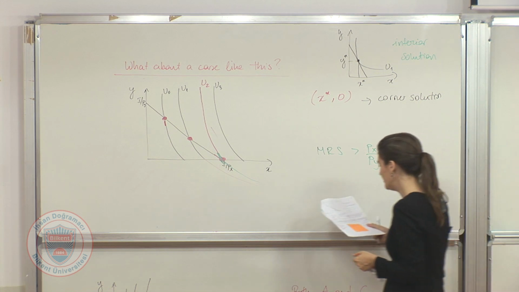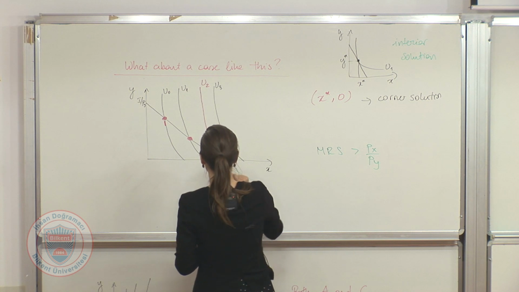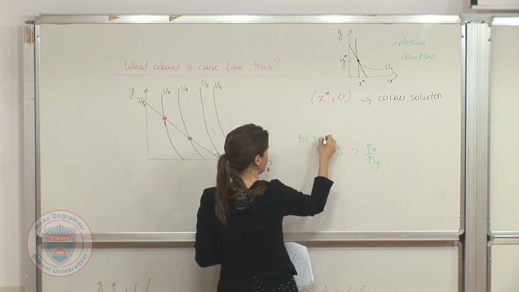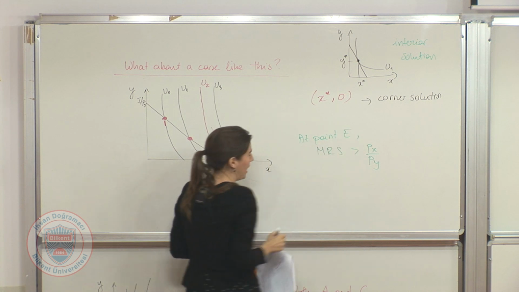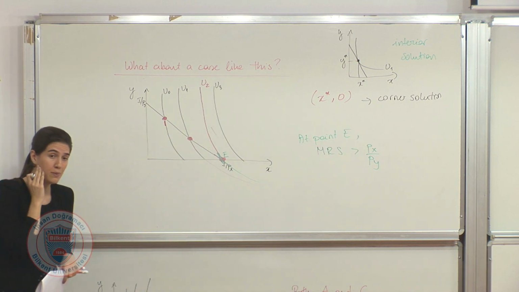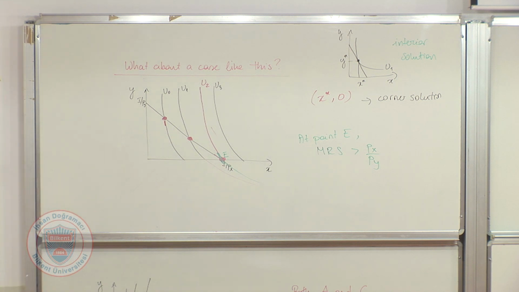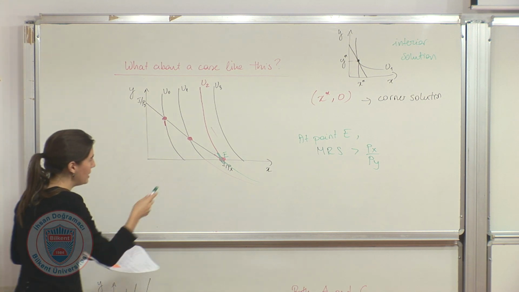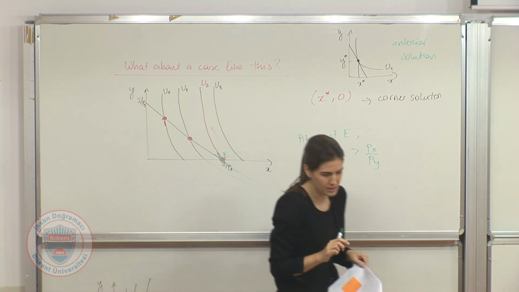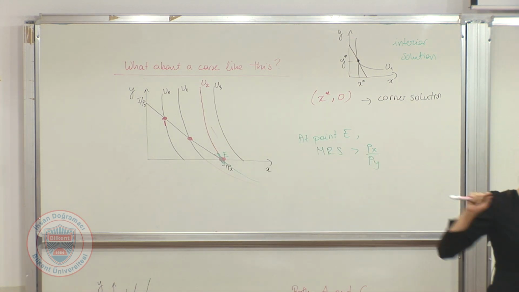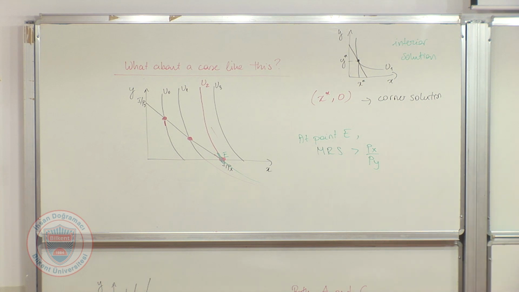What does that mean? So let's call this E, okay? At point E, MRS is greater than Px over Py. Apparently, you value... what would you do? So basically, is it time? Okay, let's stop, think, and then we'll just continue in the second hour, okay?